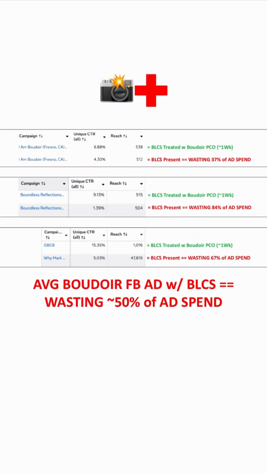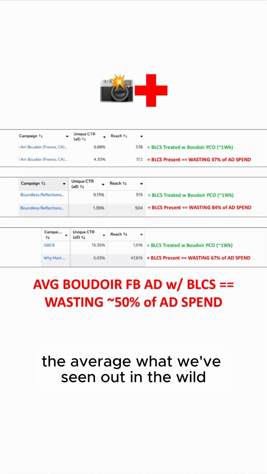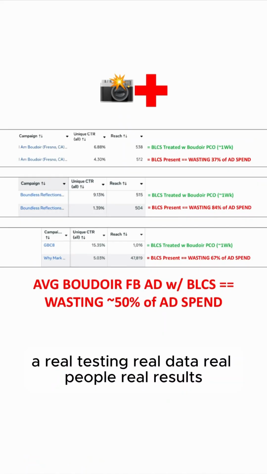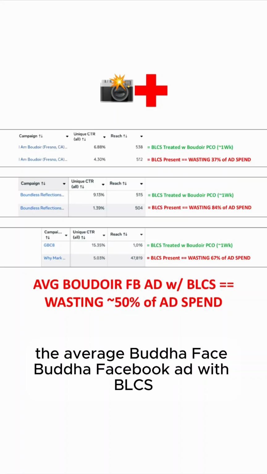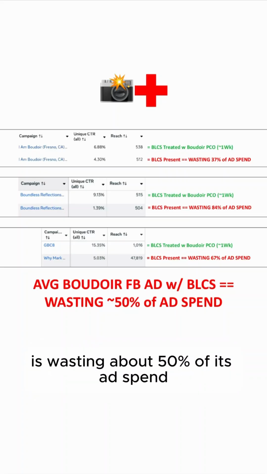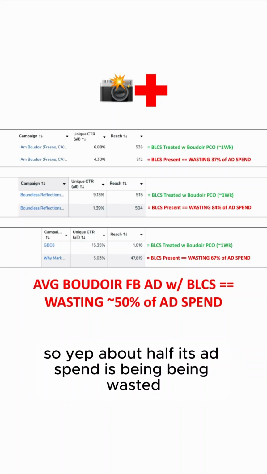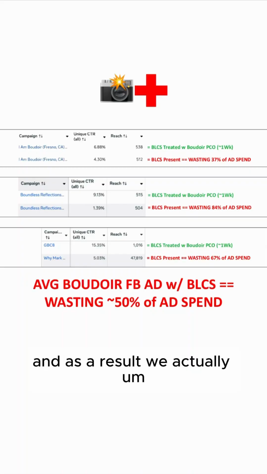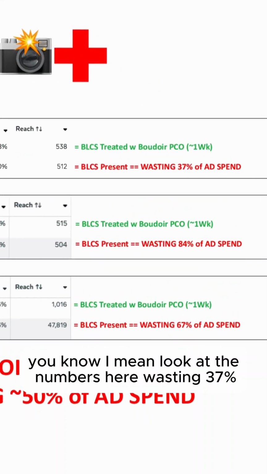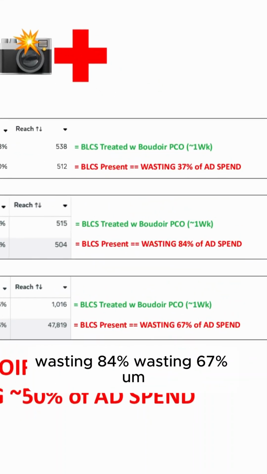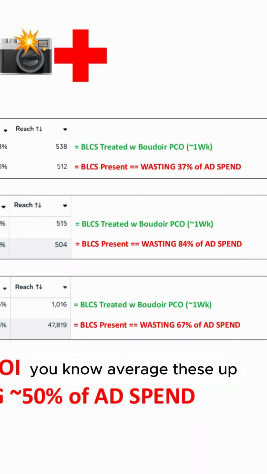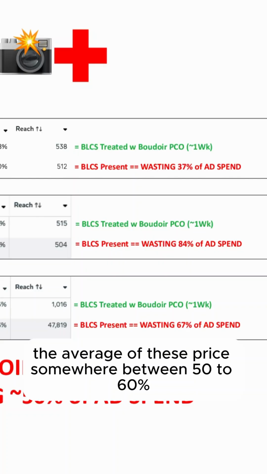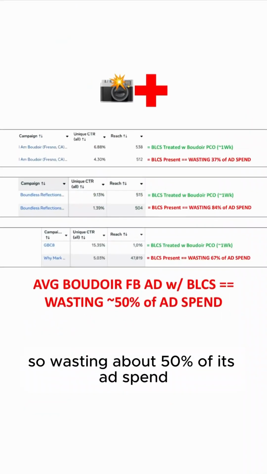So what we've seen out in the wild, real testing, real data, real people, real results. The average Boudoir Facebook ad with BLCS is wasting about 50% of its ad spend. So yep, about half its ad spend is being wasted. Look at the numbers here, wasting 37%, wasting 84%, wasting 67%. Average these up, the average of these probably somewhere between 50 to 60%. So wasting about 50% of its ad spend.